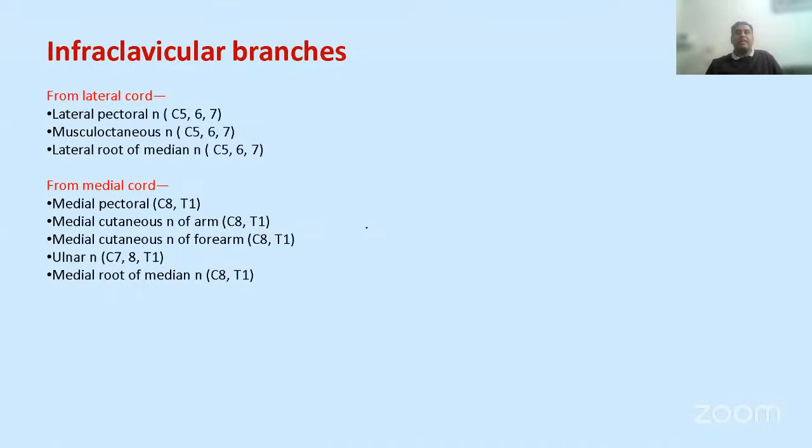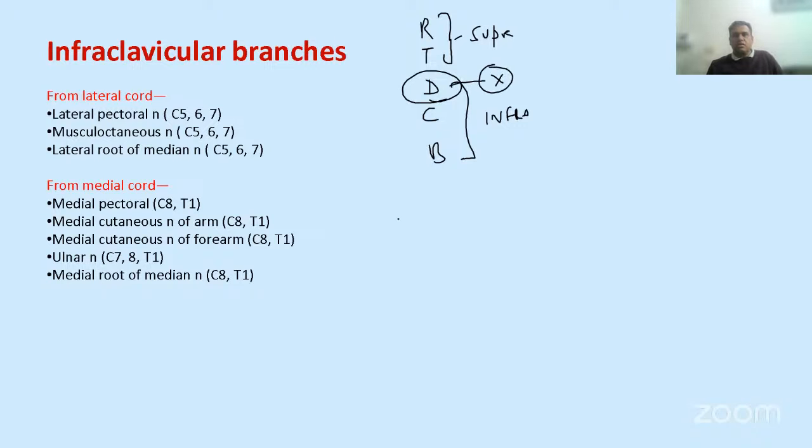Then these are the infraclavicular branches. Root and trunk were supraclavicular. All this is infraclavicular, but division has no branches. So what are you saying? Yes, I repeat myself: division has no branches, right?